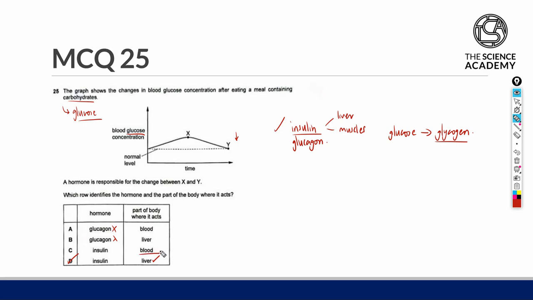Insulin does not act on blood. Rather, insulin is transported from the site of secretion, which is the pancreas, to other parts of the body, including the liver and the muscles, through the blood. So the blood transports insulin and is not the final effector of the insulin hormone.